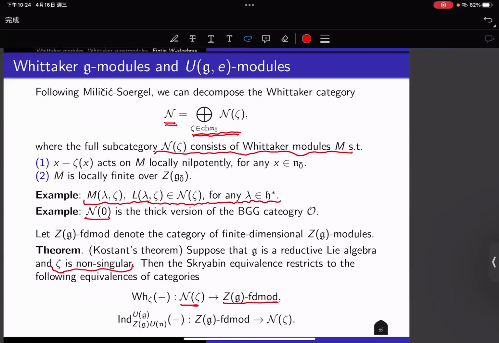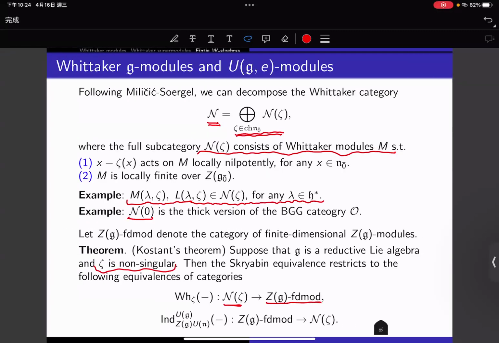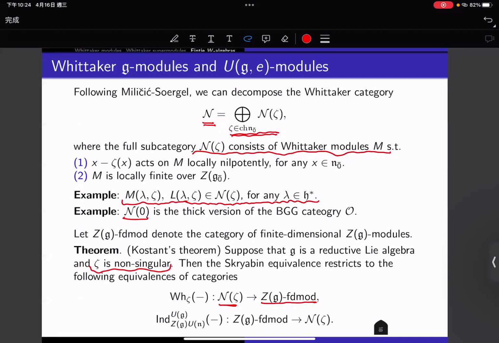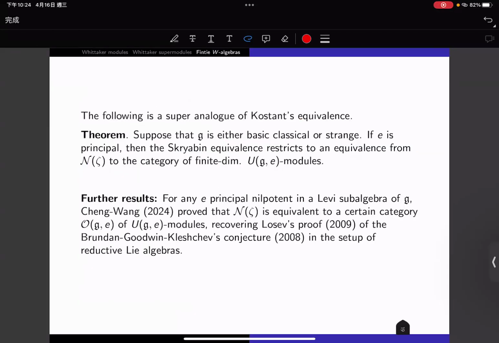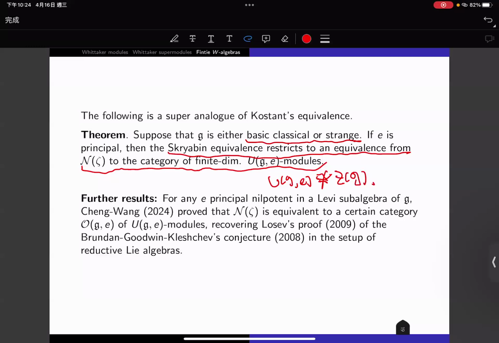So we have an equivalence of categories from the Whittaker category to the module category of modules of a center. And this can be generalized to basic classical and strange superalgebras. But now the Skryabin equivalence turns into an equivalence from the Whittaker modules category to the module category over the corresponding finite W-superalgebra. In this case, UG^e is in general not the center.